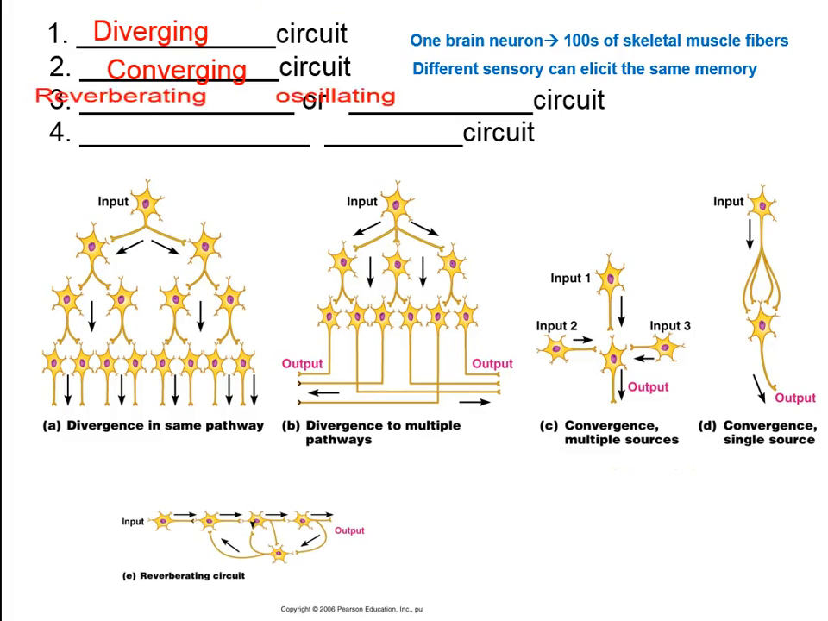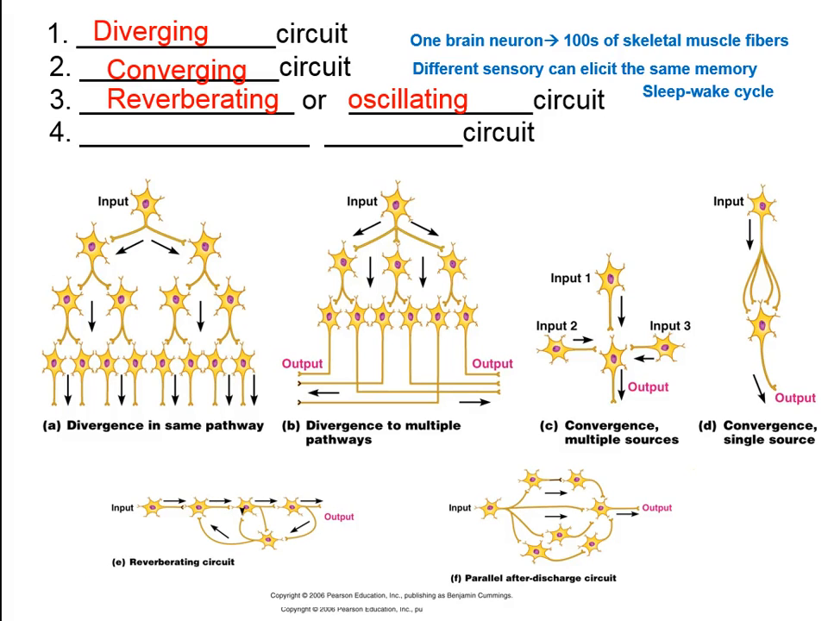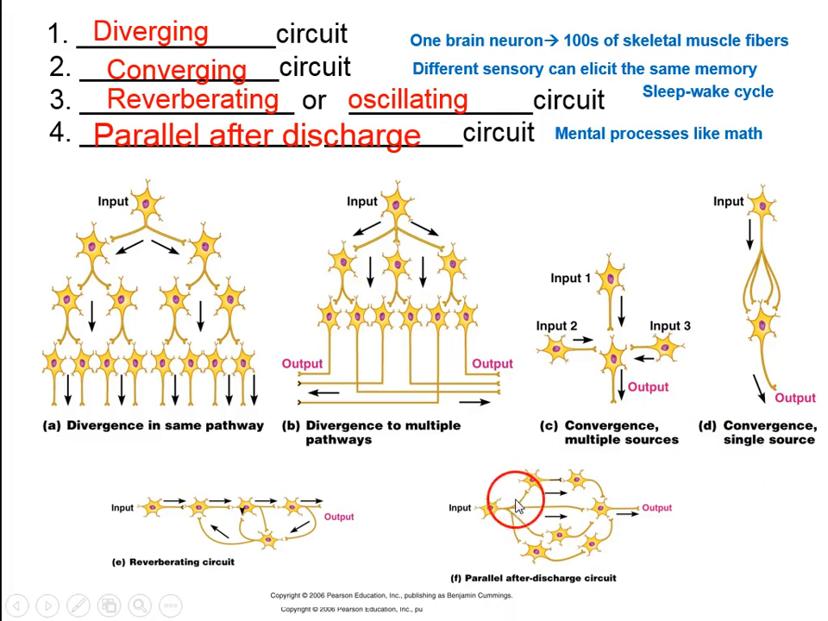Another kind of circuit is a reverberating or oscillating circuit. These kinds of circuits are like the circuit that keeps you awake. So it's going to keep firing over and over and over to keep you awake and alert. Another kind of circuit is a parallel after-discharge, and an example of that would be mental processes like math, where you have input coming in and you diverge along several pathways. You're thinking, oh, how can I solve this problem? And several different pathways come back together and you get the answer.